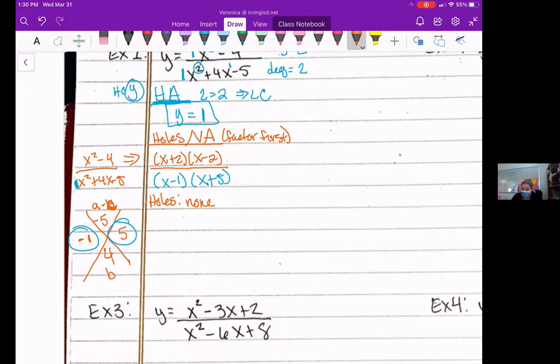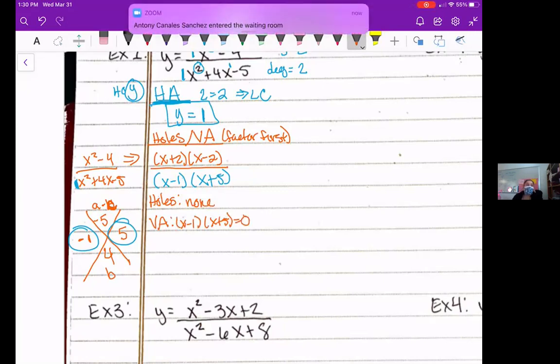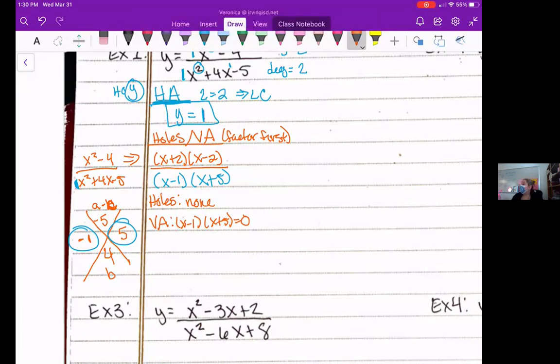Okay, so that's coming. For your vertical asymptotes, whatever's remaining in your denominator is going to get set equal to 0. So in our denominator, we have x minus 1 and x plus 5, and we're going to use the zero product property. Why? Because we do not want the denominator to be 0. If the denominator is 0, it is undefined, so we cannot have that. That's where vertical asymptotes come from. So we're going to have x minus 1 equals 0, x plus 5 equals 0, and solve for x.